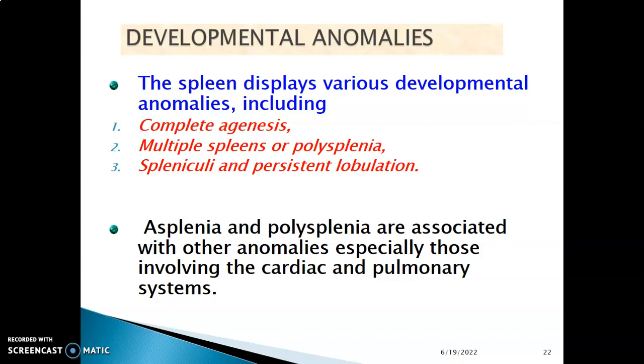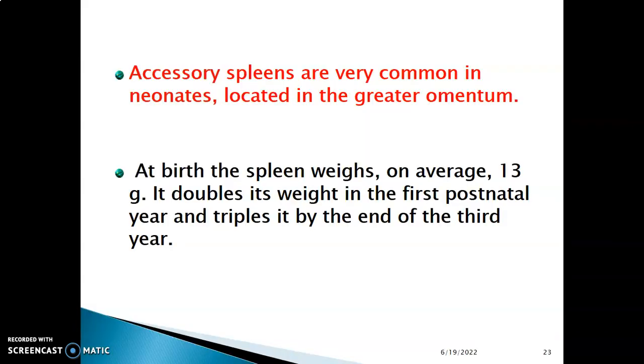Asplenia or polysplenia: asplenia is no spleen, and polysplenia is when you have multiple spleens. They're usually associated with other anomalies, such as cardiac and pulmonary anomalies. Accessory spleens are very common in neonates, and they're located mainly in the greater omentum.